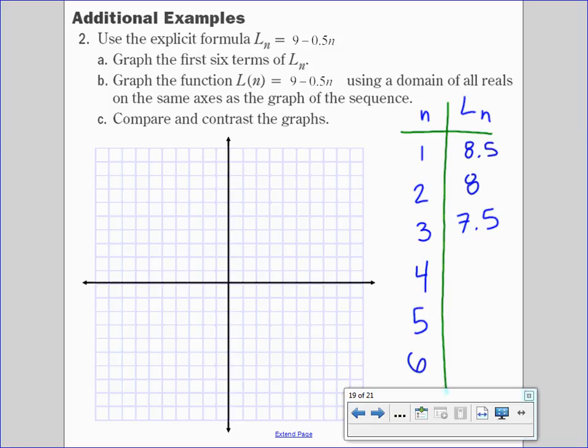So we go 4 would be what, 7, 6.5, and 6. Everybody good? Let's graph our sequence. Our sequence is easy to graph. We'll simply make points in the xy coordinate plane. So here we go. 1 comma 8.5 would be 1 comma 8.5. 2 comma 8, everybody plot it. 3 comma 7.5. Oops.